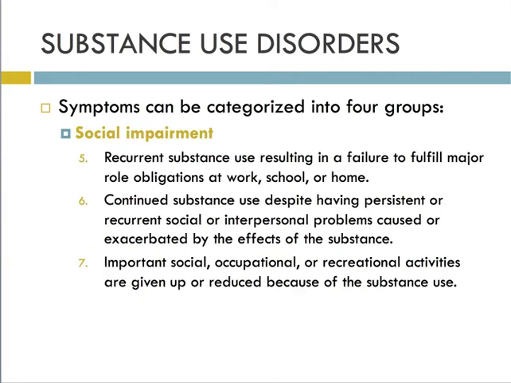Social impairment symptoms, on the other hand, are actually just what they sound like. So recurrent substance use resulting in a failure to fulfill major role obligations at work, at school, or at home. Continued substance use despite having persistent or recurrent social or interpersonal problems caused or exacerbated by the effects of the substance, or important social, occupational, or recreational activities that are given up or reduced because of the substance use.